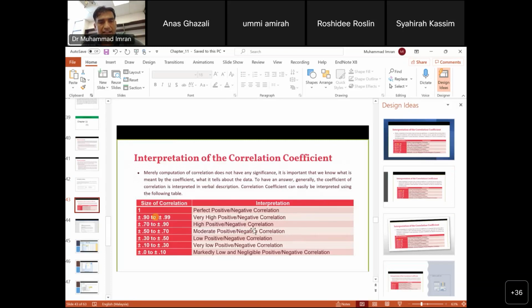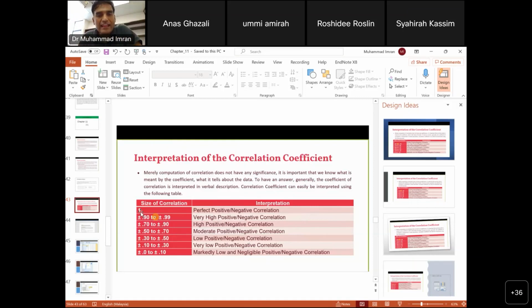How? Suppose the result is 1. It means a very strong correlation between two variables. If the result is 1, it means we don't have any difference between the two variables. Both variables are the same. Understand? No difference.